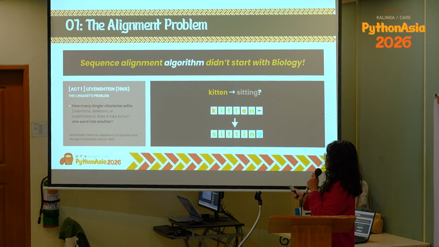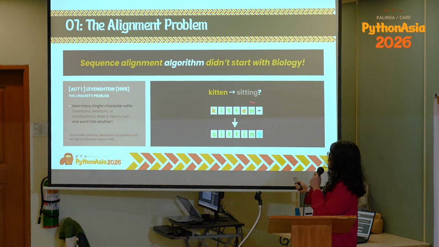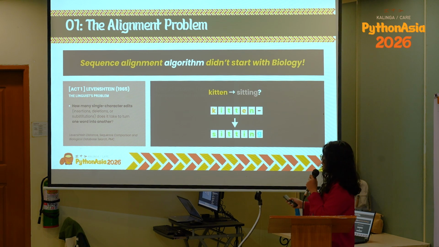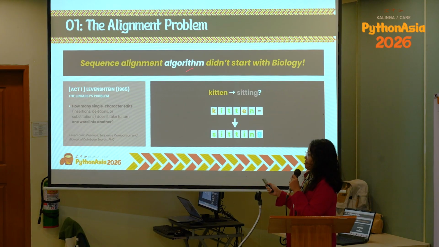For the letter E, we're going to substitute this with the letter I, and this will remain here, and we have a gap here. Because the kitten word only consists of 1, 2, 3, 4, 5, 6 letters, while the target word consists of 7 letters. So what we just did here is turn the characters into the target characters. We're just editing the characters from the first word to be the same as the second word.